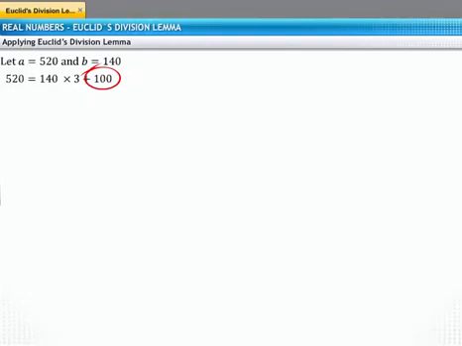So let's apply Euclid's division lemma, taking 140 as a and 100 as b. Dividing 140 by 100, we see that 100 goes into 140 once and leaves a remainder of 40. Now consider the values of b and r in this equation. We see that r is not 0.